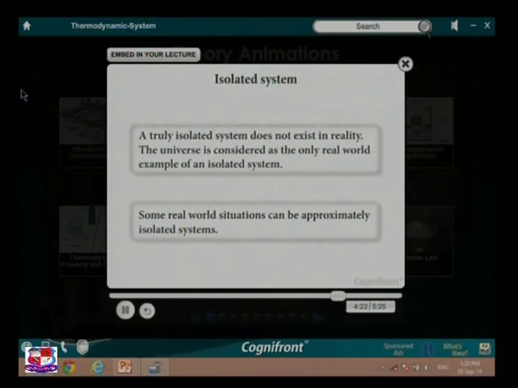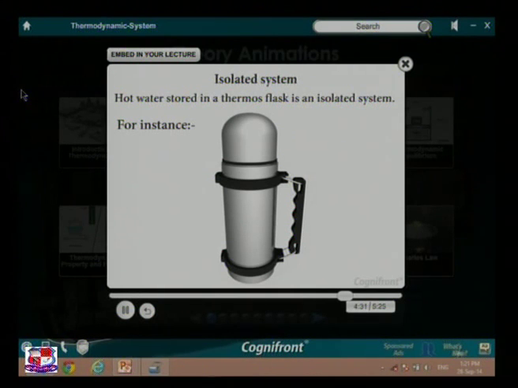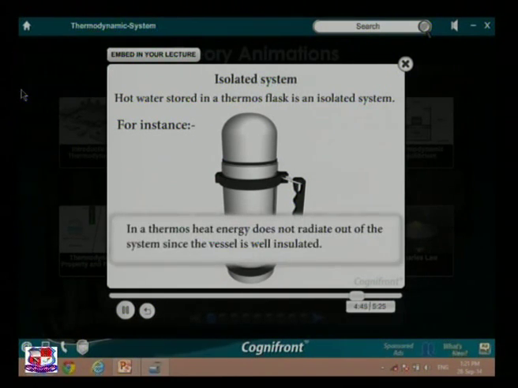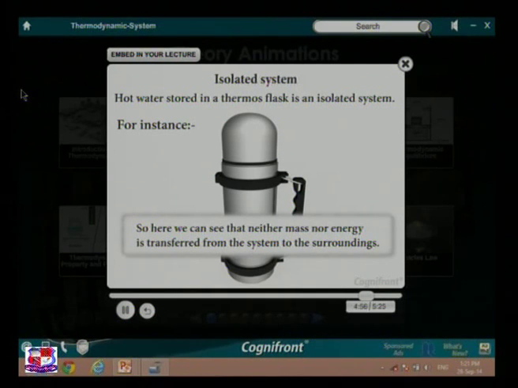Some real-world situations can be approximately isolated systems. For instance, hot water stored in a thermos flask is an isolated system. In a thermos flask, matter can neither enter nor leave the system since the vessel is closed. Heat energy does not radiate out of the system since the vessel is well insulated. So here we can see that neither mass nor energy is transferred from the system to the surroundings.